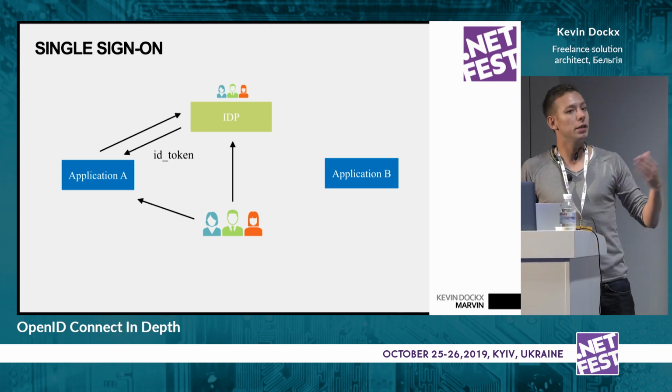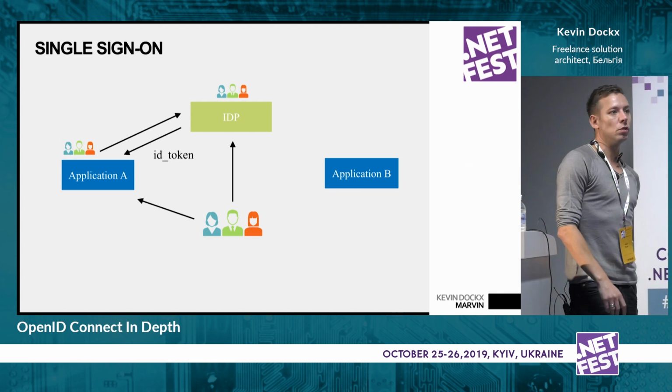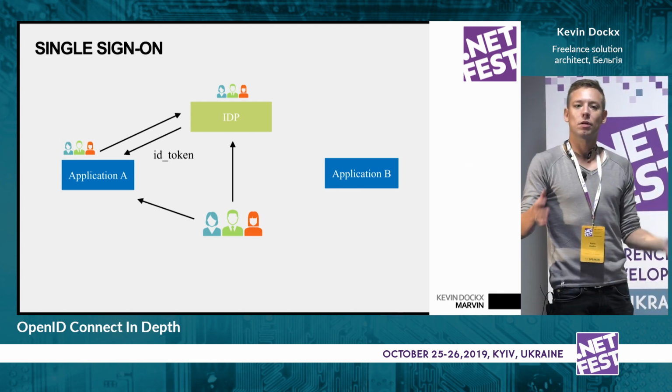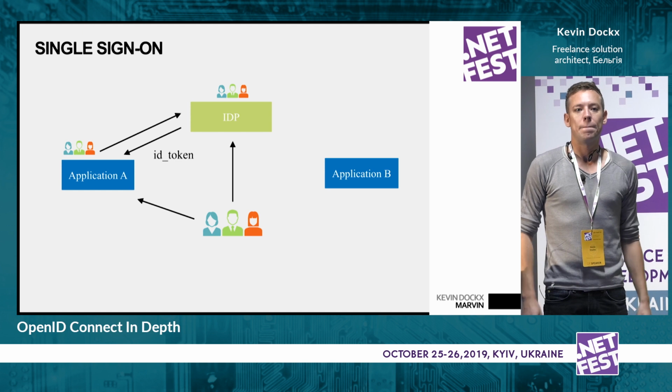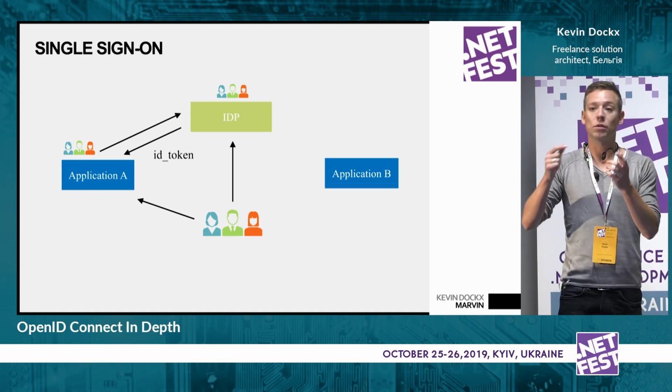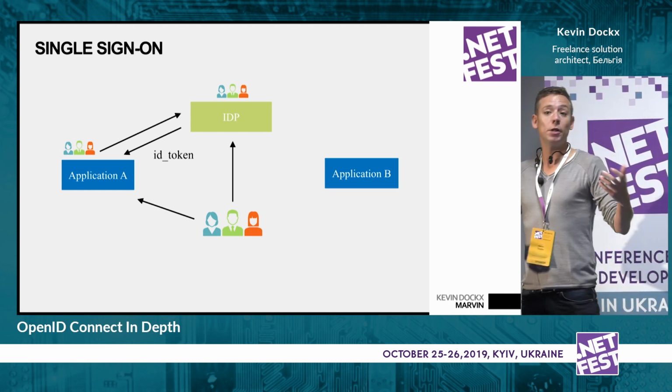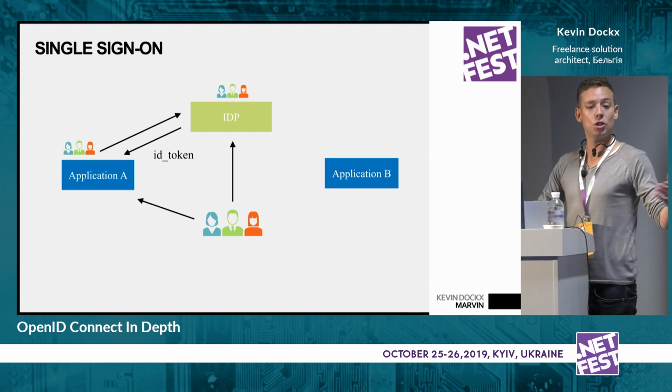Application A will validate that token. It will take the claims from it, create a claims identity, use that claims identity to create an authentication ticket, which is stored in an application cookie. So from that moment on, application A knows who you are.